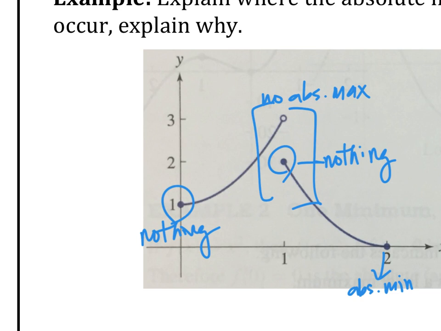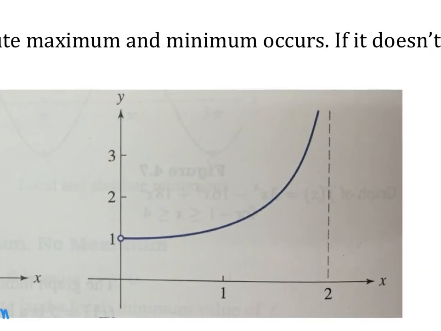All right, now let's look at this one. This one, we also cannot use EVT because we have an open circle here. We have an asymptote here. The two ends are not closed.